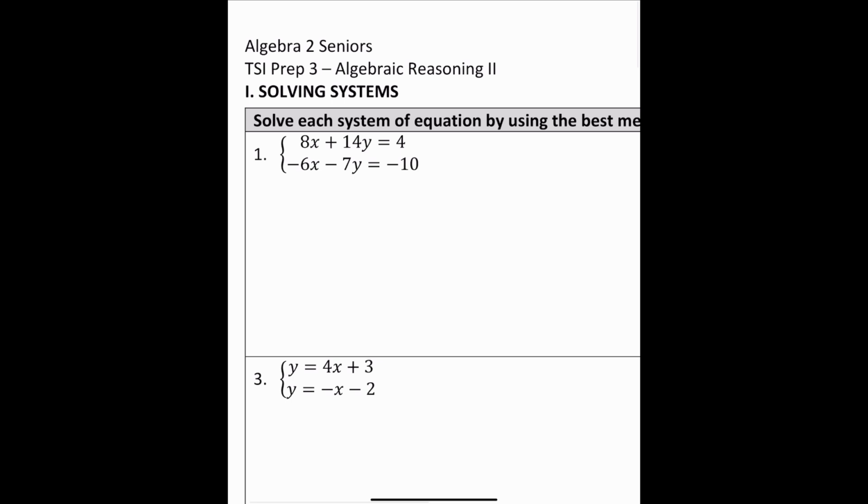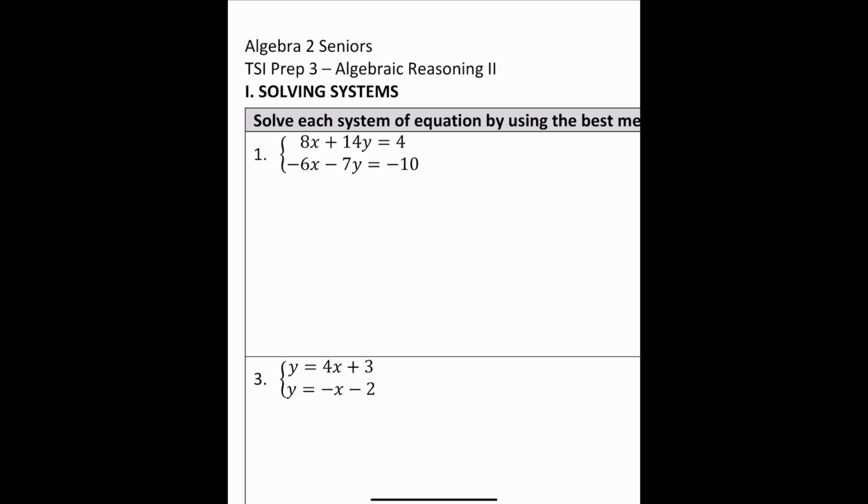Now let's take a look at number 1. We have this system here. Now I can solve this by using substitution or elimination. You can use whatever you want. But in this case, I am going to use elimination, just so you know how to use each method.